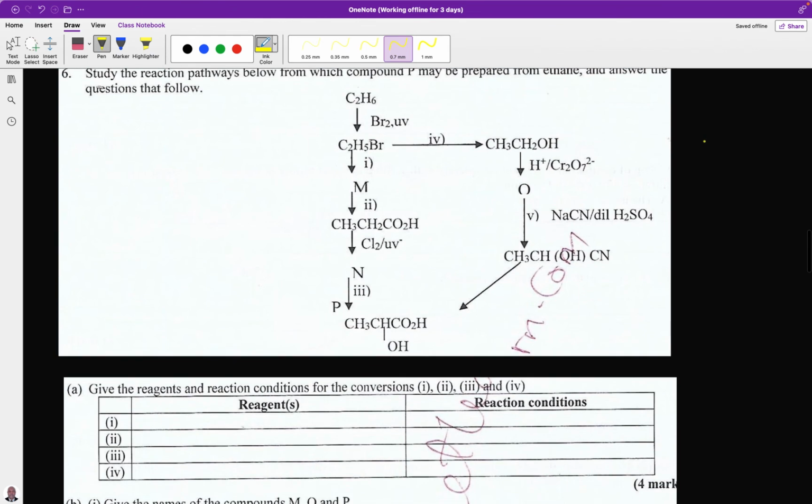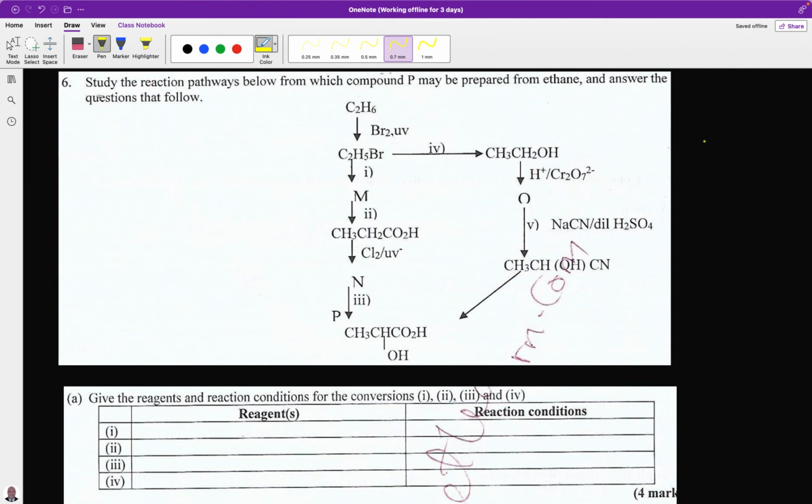So now the question here says, A, give the reagent and the reaction condition for the conversion 1. Conversion 1 is the halogenoalkane to M, that is bromoethane to M. What can you do with bromoethane to convert it to M? And from M, how can we get a corresponding acid?